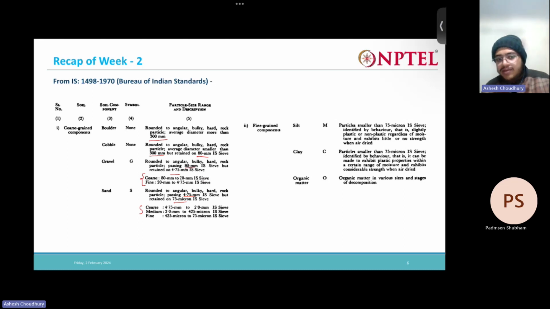Now let us come to the fine grain component. The fine grain component can be clay, silt, or organic matter. Both clay and silt are lesser than 75 micron, but silt shows non-plastic or slightly plastic behavior, while clay will be more plastic and exhibits plastic properties. And organic means it is organic. Okay, so now let us see.